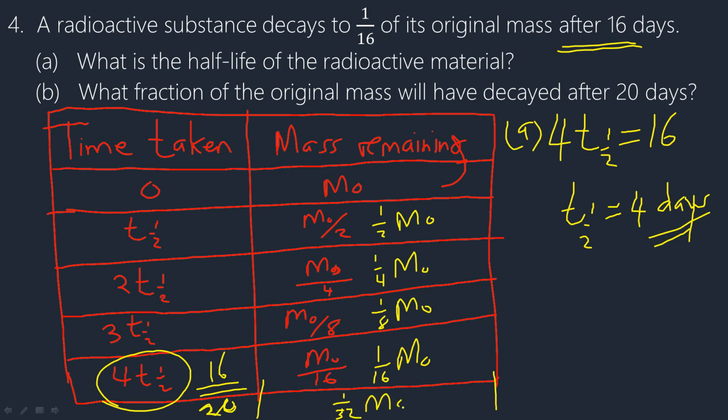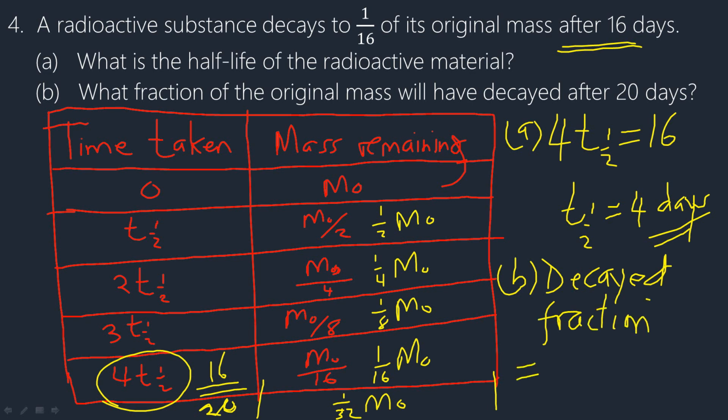1/32 m0. See that? Part B said what fraction of the original mass will have decayed? Now this is the remaining fraction. So for part B, the decayed fraction, or the fraction of the decayed mass, is going to be the whole number which you started with minus 1/32, which is definitely going to give you 31/32. That is the fraction of the original mass which will have decayed after the 20 days. You can even do this using the other methods, no problem.